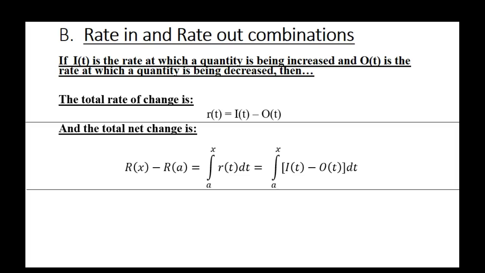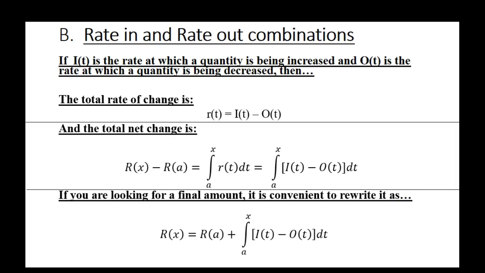And of course, like usual, some questions I'll ask you, what's the net change? How much water was added into the tub after this time period? That would be just the integral, right? But sometimes I'll say, okay, but suppose there was already 10 gallons in the tub to begin with. Now how much is in there? So at that point, they're asking for a final amount, in which case it's pretty convenient to rewrite it like this, where you take the R(a) and just add it to the other side. So what this means is your final amount is equal to your starting amount plus the net change, right? This makes sense.